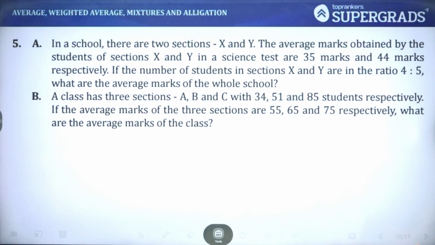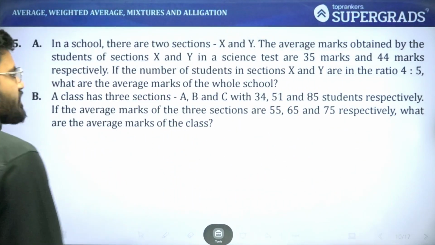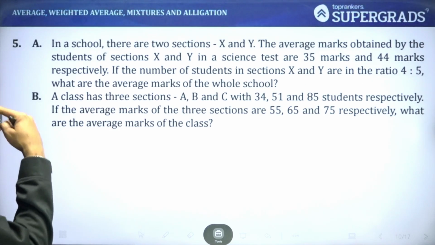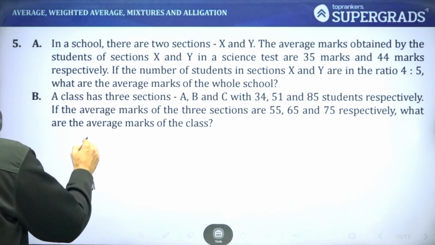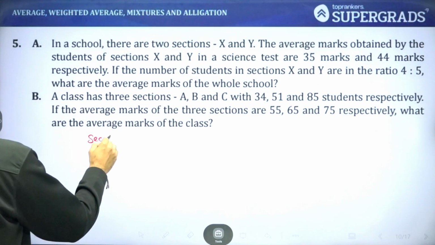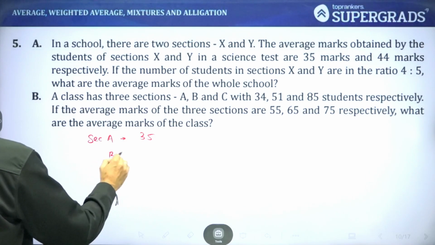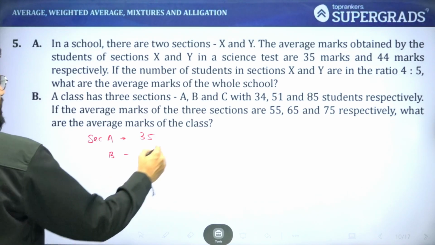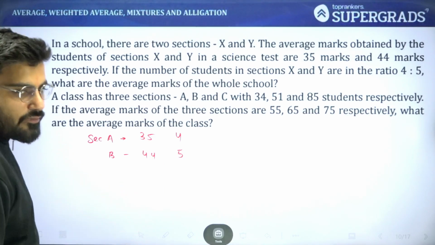That is the weighted average. We have already discussed it. So let's solve this. In a school, there are two sections, X and Y. The average marks obtained by the students in section X and section Y in a science test are 35 and 44 marks respectively. So section A, the marks obtained are 35. Section B, the marks obtained are 44. If the number of students in X and Y is in the ratio 4 is to 5, if this is given in the ratio, will we be able to calculate the weighted average?